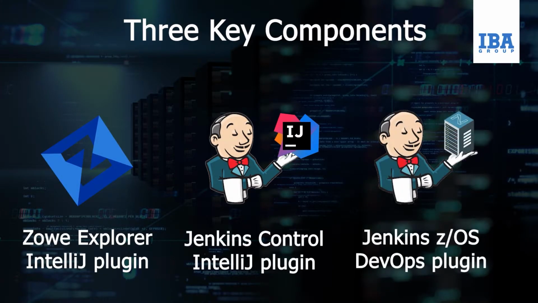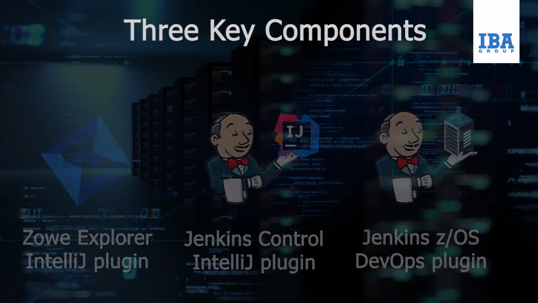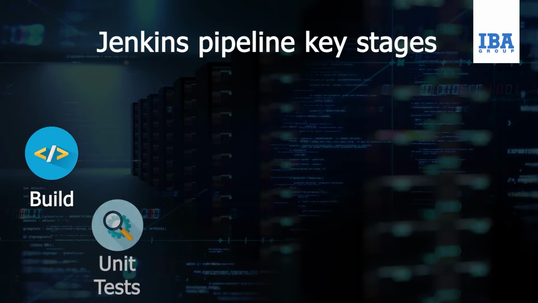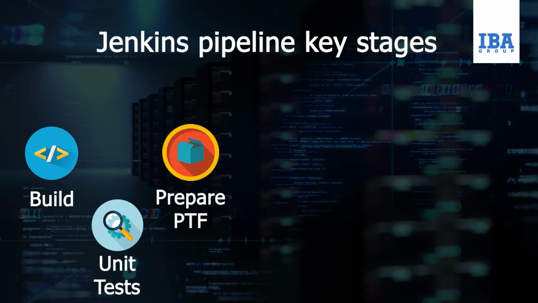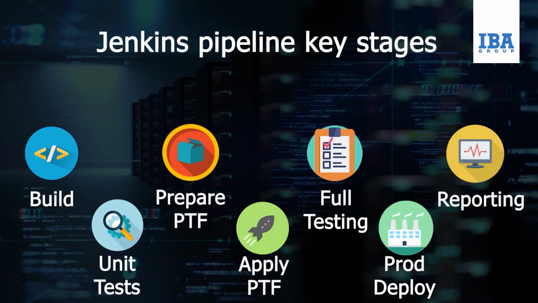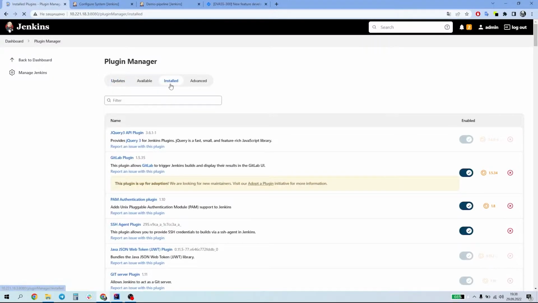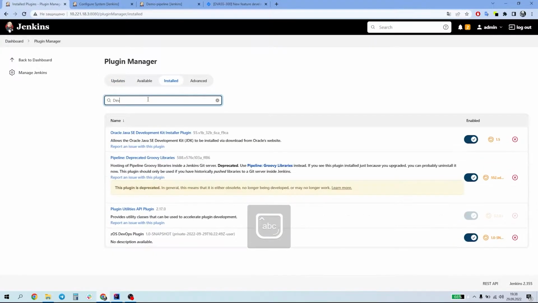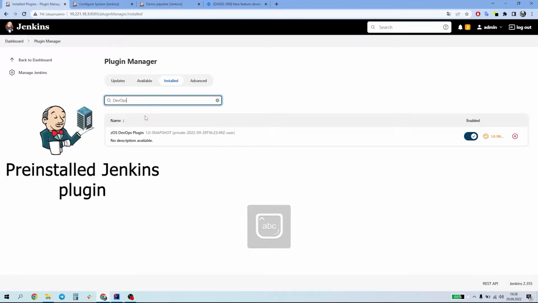You will need three tools and your IntelliJ IDEA: the Zowe Explorer IntelliJ plugin, the Jenkins Control IntelliJ plugin, and the Jenkins z/OS DevOps plugin. Here's how they work together on an automated Jenkins pipeline with a Git webhook. This will be a classic pipeline that moves through all of the key stages of execution, from building to deploying to reporting on results.